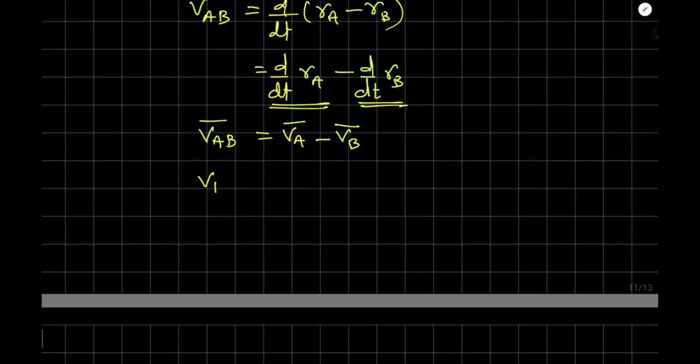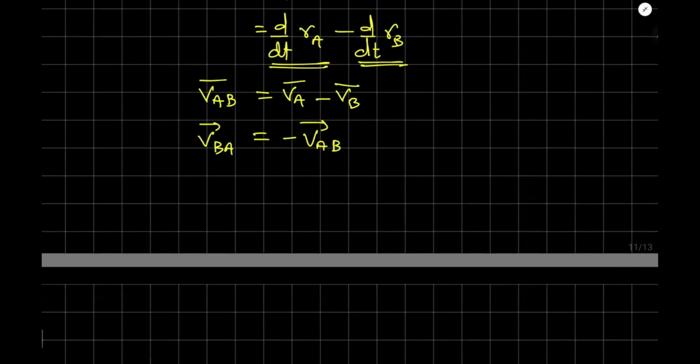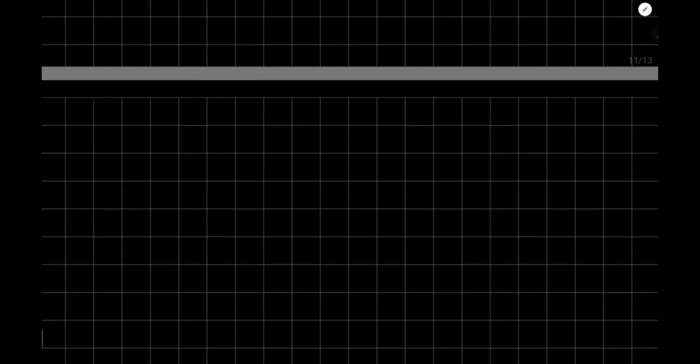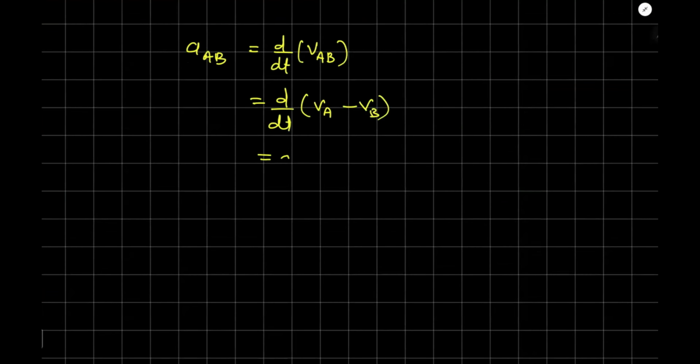In the same way as we have done earlier, we can say velocity BA is equal to minus of velocity of AB. When we differentiate this again with respect to time, है ना, जब इसको हम again differentiate करेंगे time के साथ में, so I can say acceleration A with respect to B is nothing but d by dt of velocity of A with respect to B. So it is d by dt of velocity of A minus velocity of B. That is d by dt of velocity of A minus d by dt of velocity of B. That is nothing but the acceleration of A minus acceleration of B. We also got the same formula in 1D.